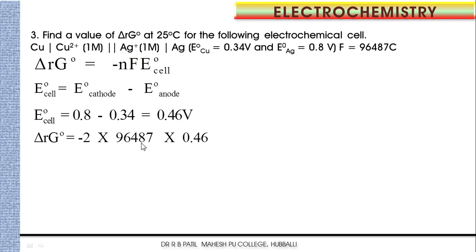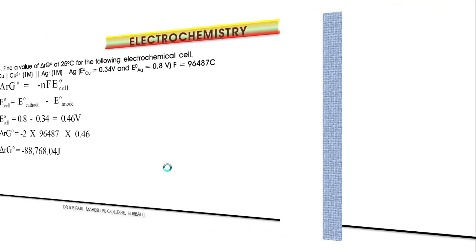Okay, now let us substitute that. Minus 2 into 96,487 into 0.46. Once we solve, it comes out to be minus 88,768.04 joules. If you want, you can even write that in terms of kilojoules also. Okay, now let us see the next question.